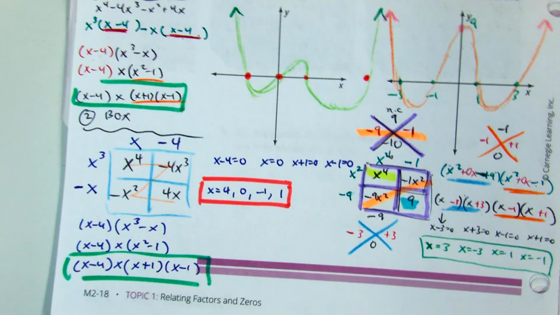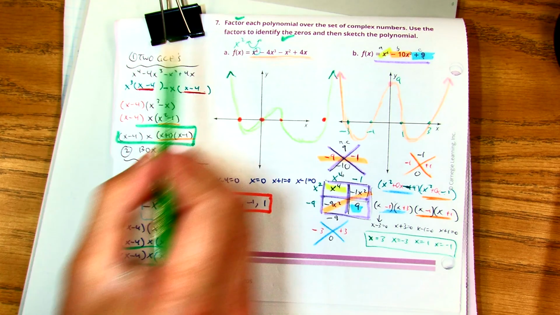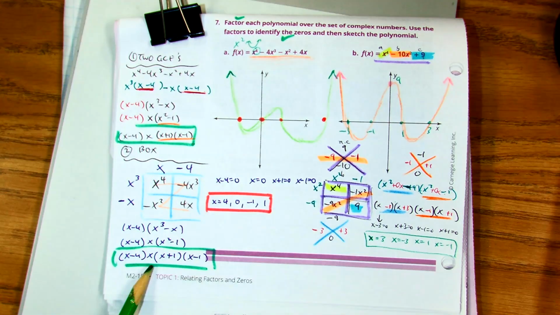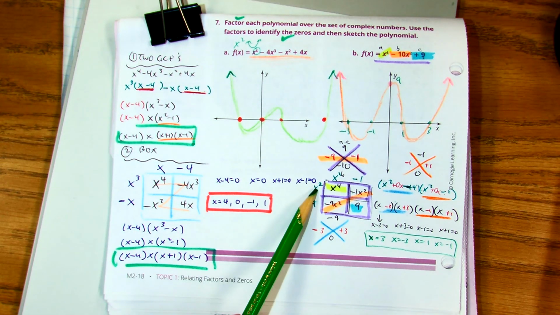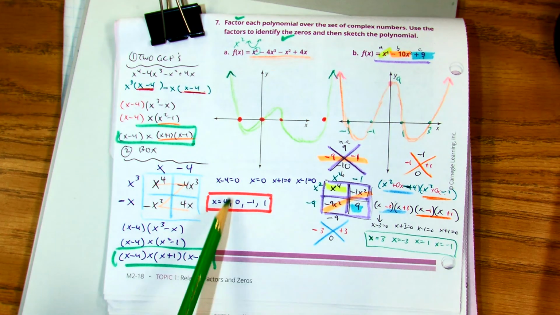So to review, I factored. You can either use two GCFs or the box. Identify the zeros by setting them equal to 0 like Peter did and solving. And then you're making your sketch with your zeros and then your end behavior.